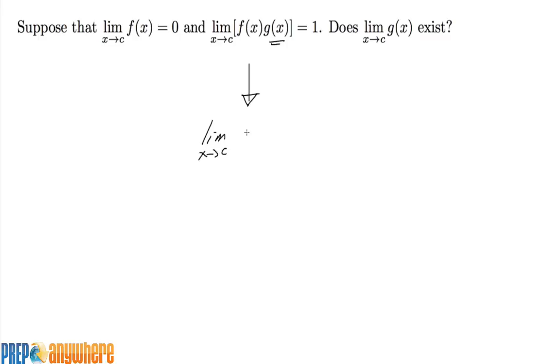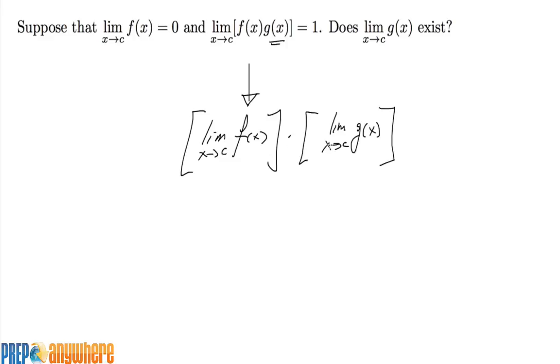So we can take the limit of f(x), and then take the limit of g(x) as x approaches c, and multiply them together to equal 1. That's what that means. We already know this one is approaching 0.